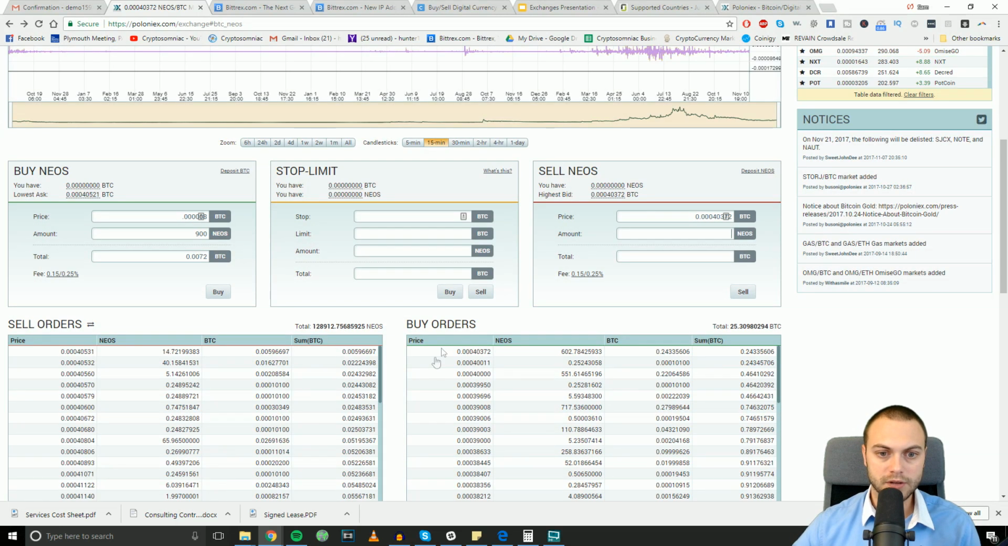You can purchase directly out of the order book if you want to, populate that price up here. So the lowest going sell price for Neos is listed right here at the top. And you can read it. So here's the price, here's the amount, here's the equivalent in Bitcoin and the sum in Bitcoin. And you could click that and it'll automatically populate that order here for you if you wanted to buy directly out of the order book. You can do the same thing on this side if you want to sell directly to someone in the buy order book.